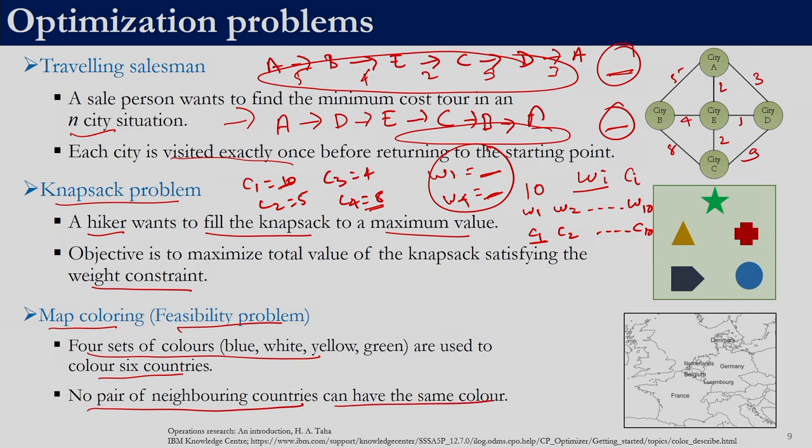So here, if you see, there is no objective which has to be minimized or maximized, but we have a set of constraints that have to be satisfied. The color of Denmark and Germany cannot be the same because they are neighboring. The color of Germany and Netherlands, Germany and Belgium, Germany and Luxembourg cannot be the same as they are neighbors. Similarly, Netherlands cannot have the same color as Belgium, Germany, or Denmark. So this is a feasibility problem. Here we need to find the set of decision variables. As long as it satisfies the constraints which are given, it is sufficient. There is no objective which is to be maximized or minimized.